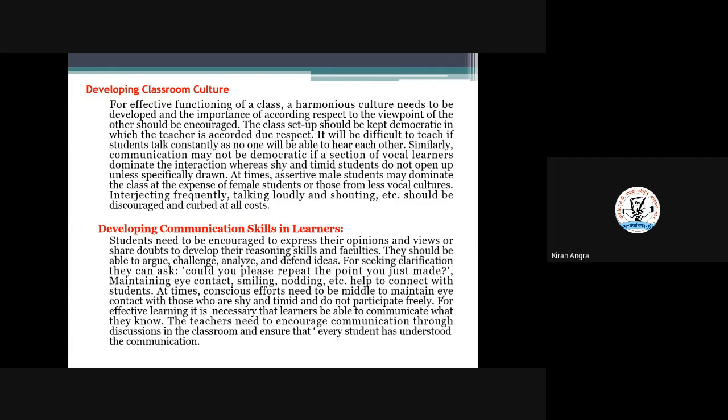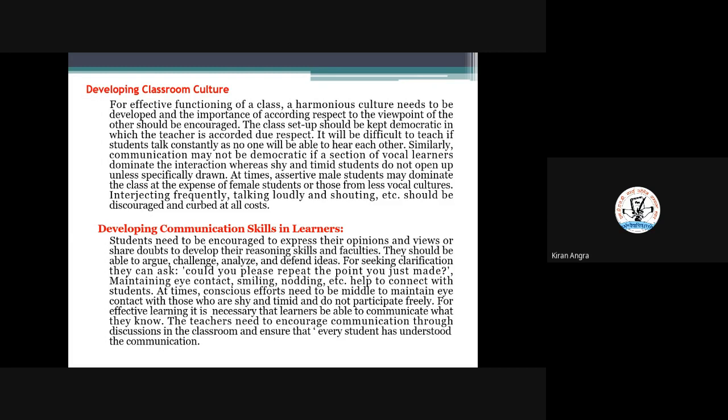When we say democratic, we should see that sometimes vocal learners dominate the interaction, whereas shy and timid students don't open their mouths. Sometimes assertive males dominate the class, while some women students may shy out because of their less vocal culture. While developing the classroom culture, nobody should speak loudly or shout, and we should discuss, and if somebody does, we should try to curb them.